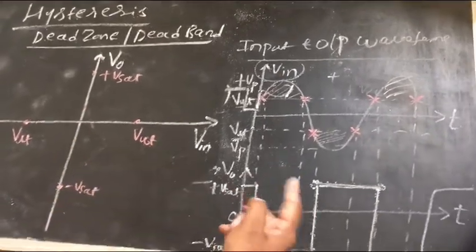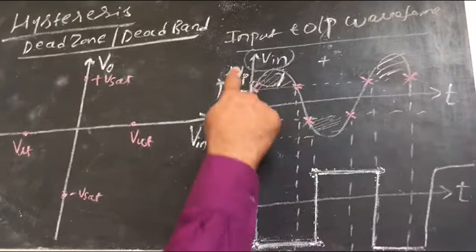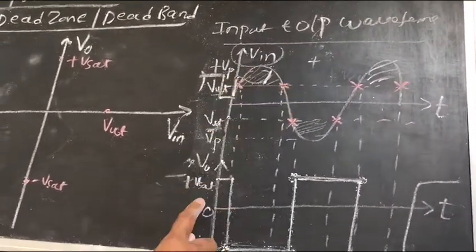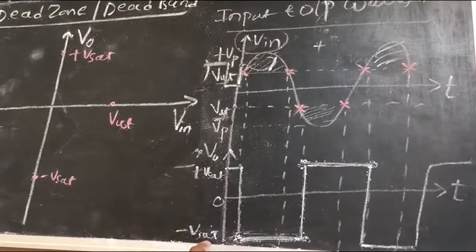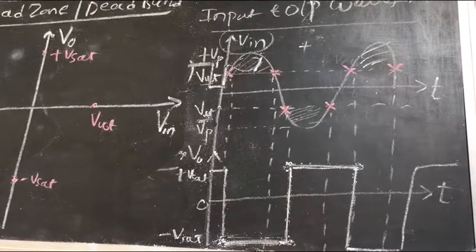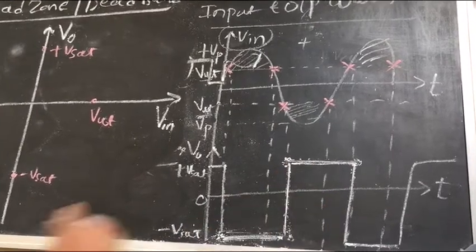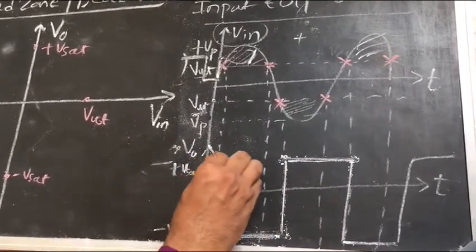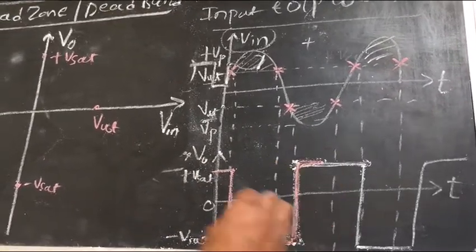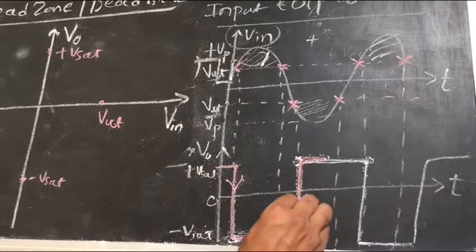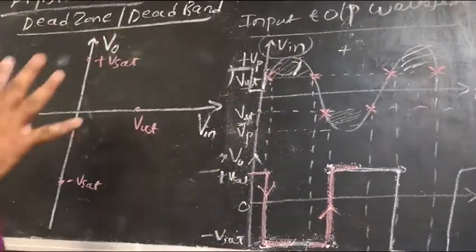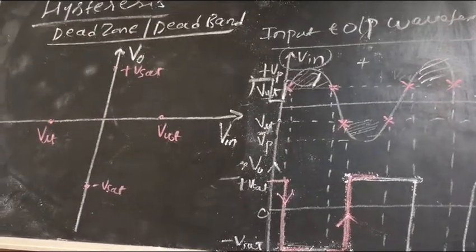Once again, you come back and see the input-output waveforms. In the input-output waveforms, I already said when Vin is greater than VUT, the output jumps from positive Vsat to minus Vsat. When Vin is less than VLT, the output jumps from minus Vsat to plus Vsat. So these are the transition parts in the input-output waveforms. So this will go like this and this will go like this. So this meaningful information is displayed on the curve or graph called hysteresis, which is also called as dead zone or dead band.